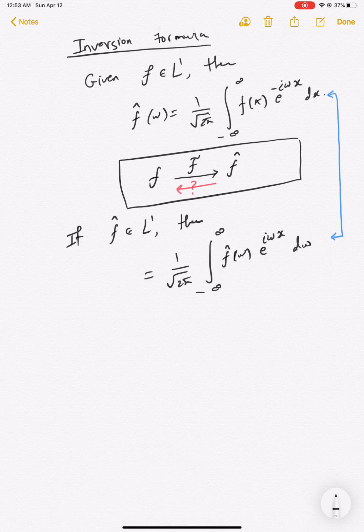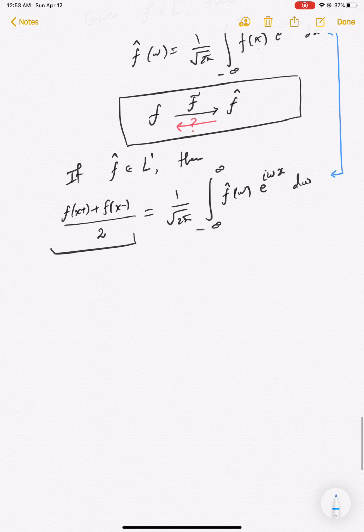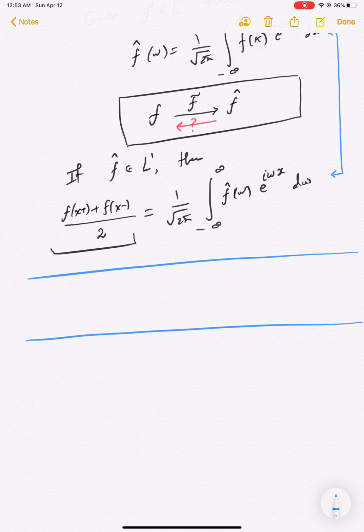Okay, so what is in this side? In this side, usually we write f of x, but to be accurate, this is f of x plus f of x minus over 2. If you remember this term here, we saw it when we applied the Fourier series, and we applied what's called the Dirichlet theorem or the Dirichlet test. In that theorem, we had some relation between the function and the complex or the real Fourier series.